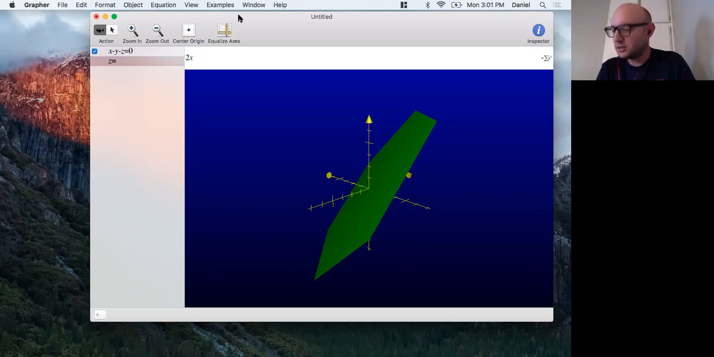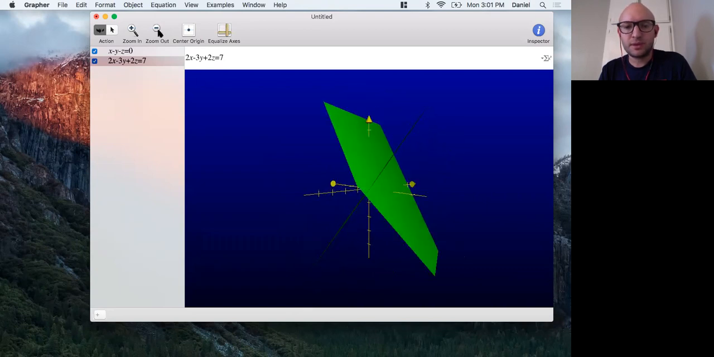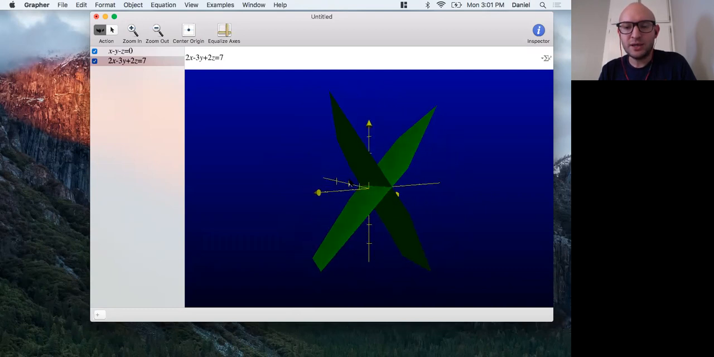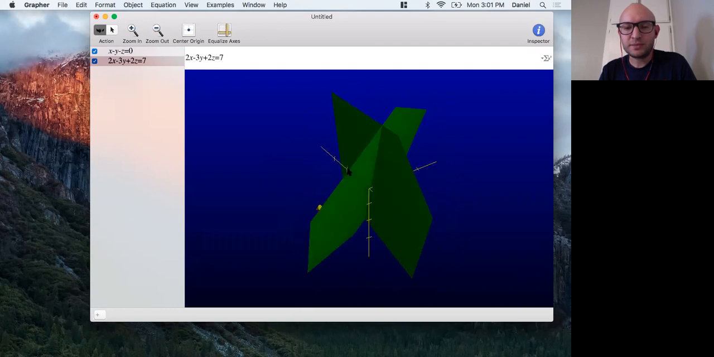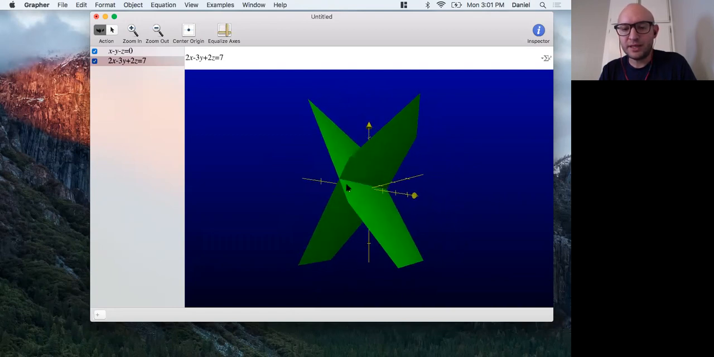So 2x minus 3y plus 2z equals 7. So this is another plane. Let's see how it looks. Okay, it's not showing up here. Let me zoom out. Oh, there it is. Whoops. Now that the other one's on. So cool. Do you guys see this? Do you see the two pieces of paper? Do you see where they meet? It's a little bit hard to visualize, but they meet at this line. I think that's pretty cool.